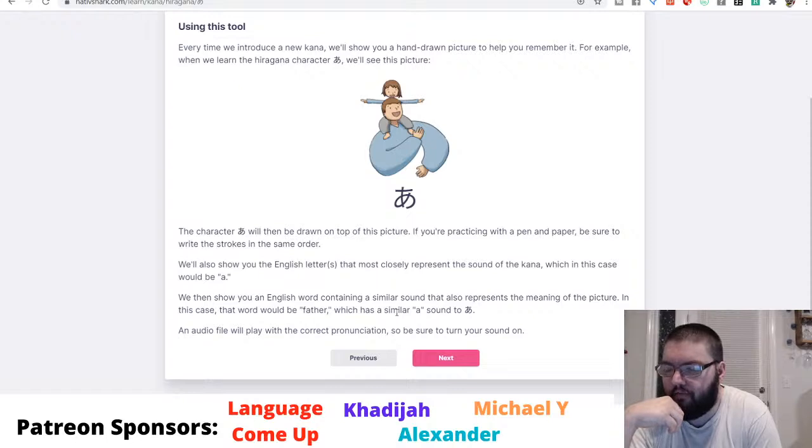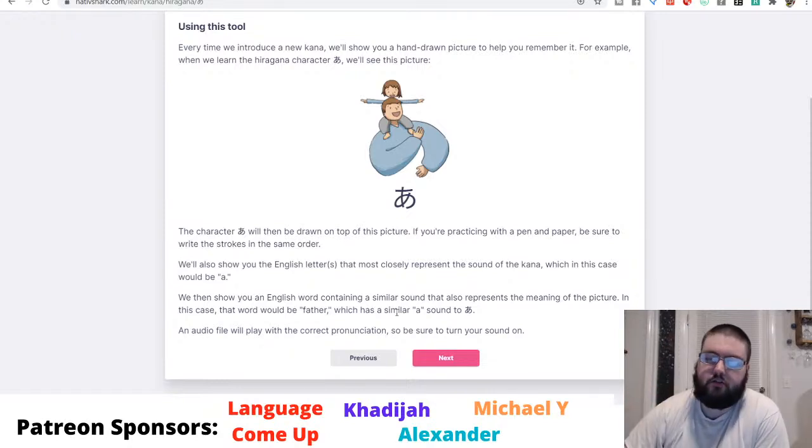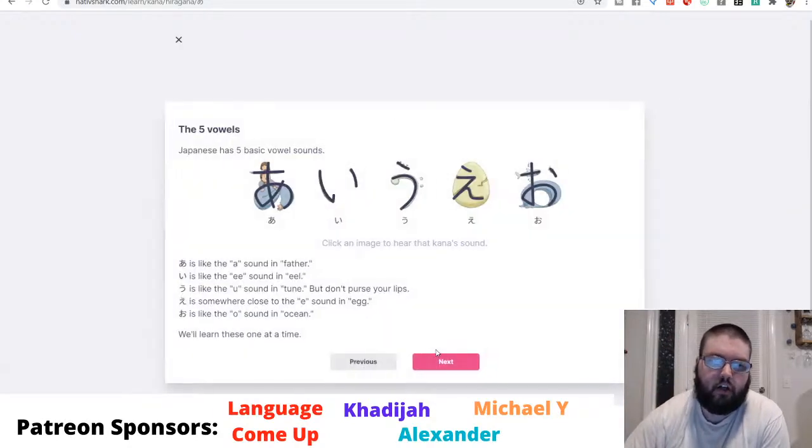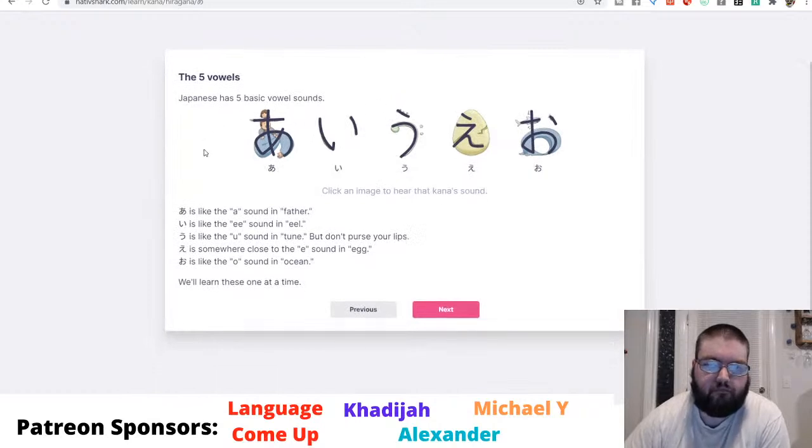I'm going to go to a different exercise after this. I just wanted to do the first one just out of the gate just to see what it was from the beginning. Especially seeing how they teach hiragana. So, okay, here we go.